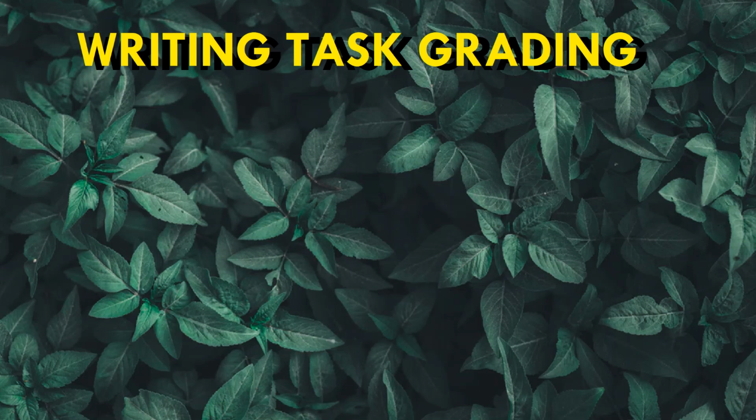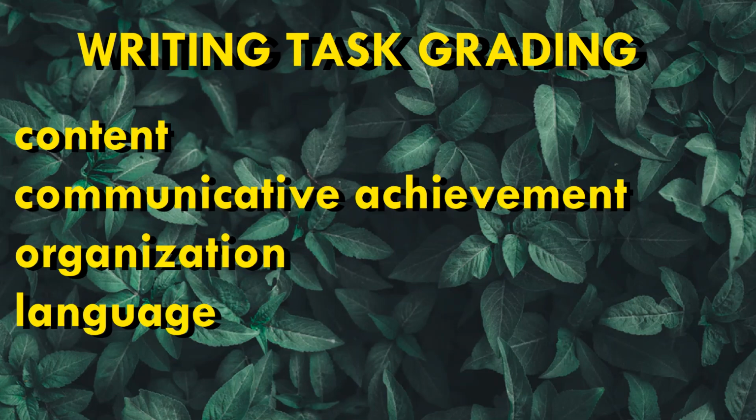They have 4 categories. There are 4 different ways you get marked in your writing, whether it's the essay, your letter, your report, whatever. These are the 4 things. First, content. Second, communicative achievement. That's a tricky one to say. Third, the organization. And fourth, language.